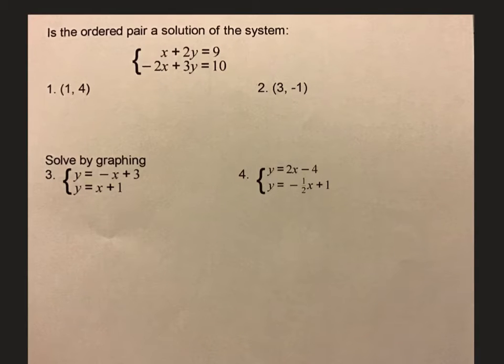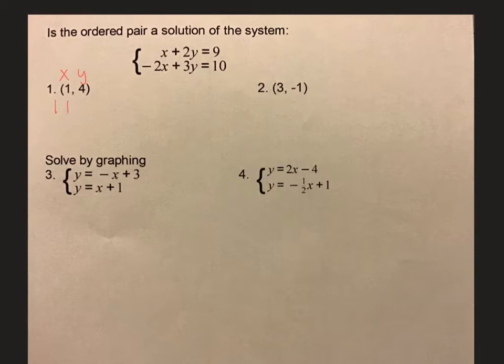Okay, so first thing we're going to do is look at the system of equations up at the top. We've got x plus 2y equals 9, and negative 2x plus 3y equals 10. And in numbers 1 and 2, we just have ordered pairs. What we need to determine is if those ordered pairs are solutions of that system of equations. So all we're doing is plugging it in to both equations. So in number 1, 1 is our x value, 4 is our y value, so we're just going to plug that in for x and y in both equations.